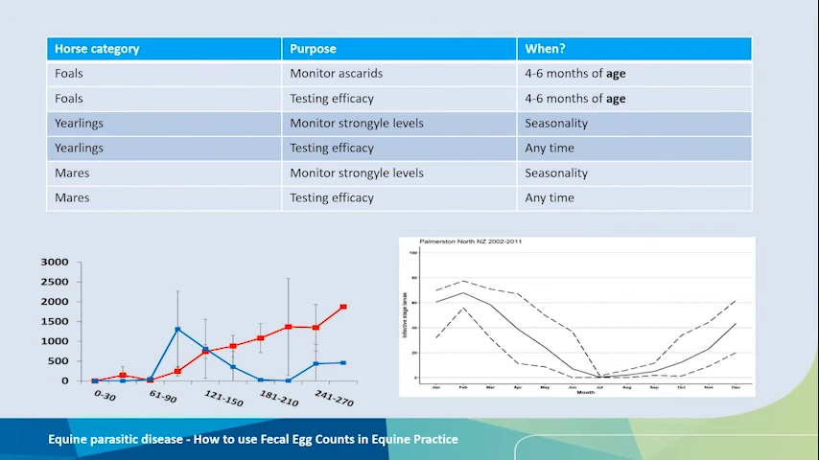But in adult horses, here we use mares as an example for stud farms, we do monitor the strongyle levels. We do want to identify those high shedders and make sure that they get targeted. And like I said, we recommend testing efficacy on a routine basis.